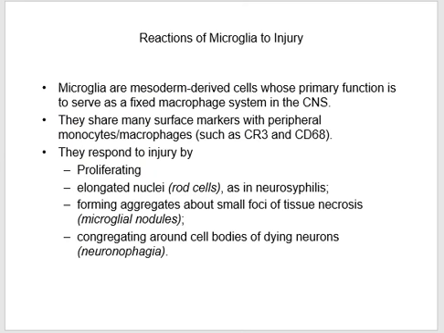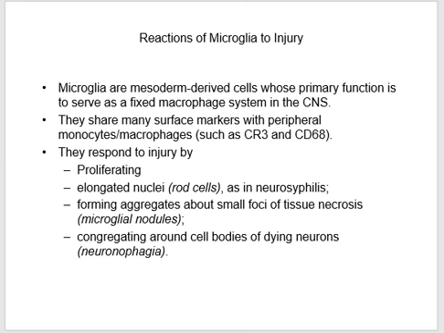Then, reactions of microglia to injury. Microglia are mesoderm-derived cells whose primary function is to serve as a fixed macrophage system in the CNS. Mind you, the macrophage system of the CNS is called microglia. They share many surface markers with peripheral monocytes or macrophages, such as CR3 and CD68.